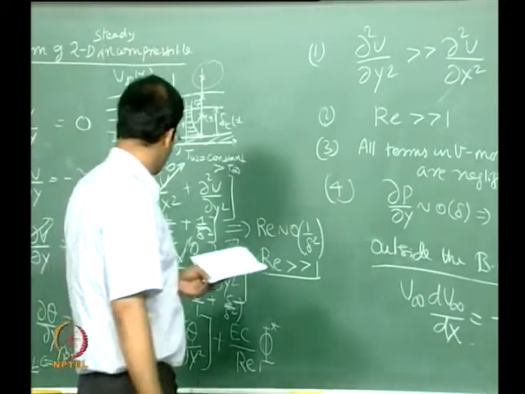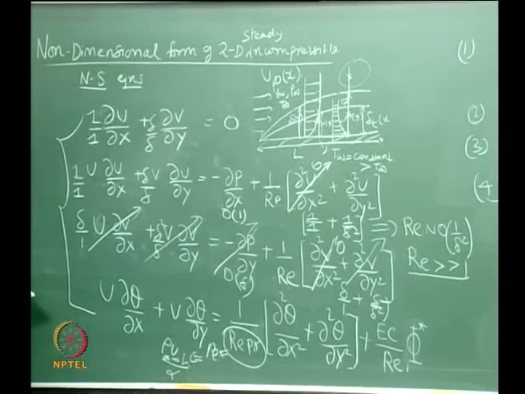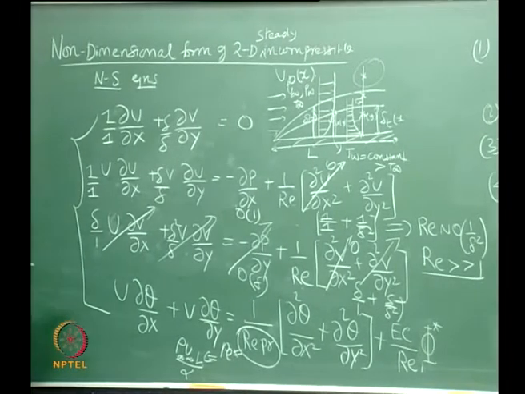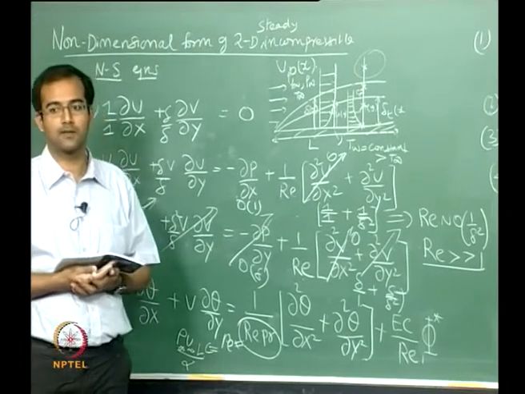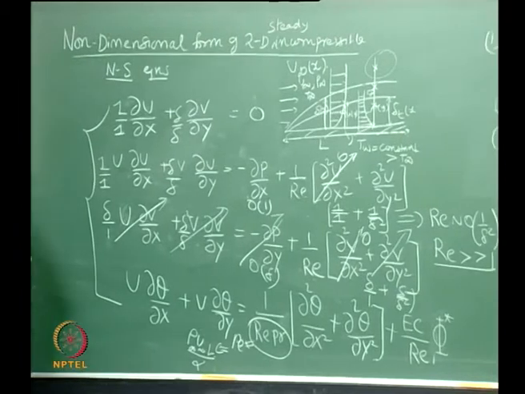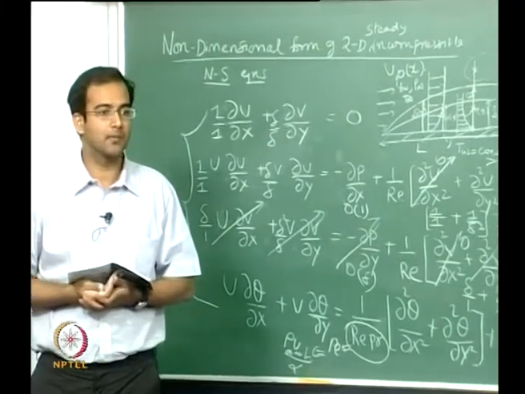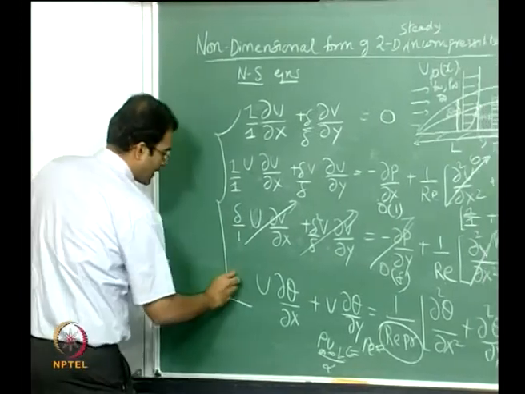Coming to the energy equation. What will be the order of magnitude of theta? What do you think is the order of magnitude of theta? 1, right? You are scaling it between your wall temperature and the free stream temperature, so it has to be of the order of magnitude 1. So therefore this should be of the order of magnitude 1 by 1.